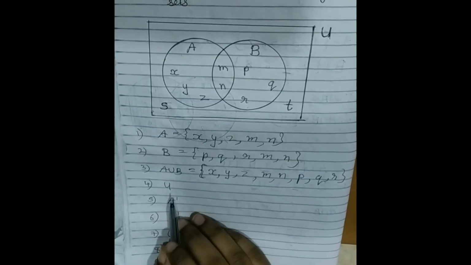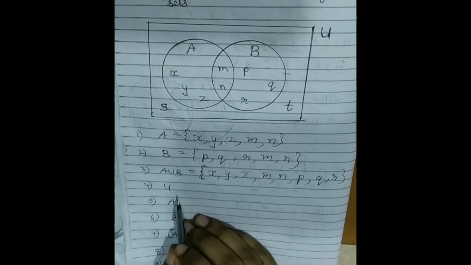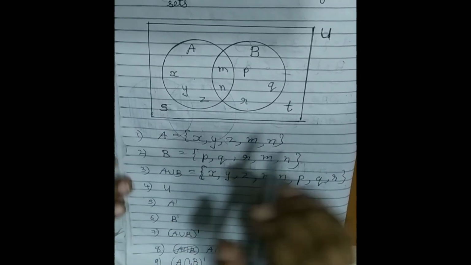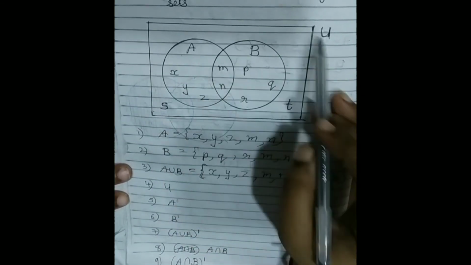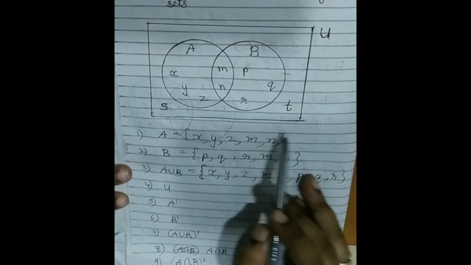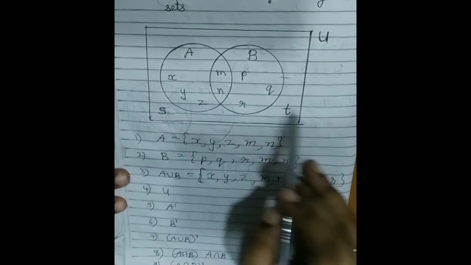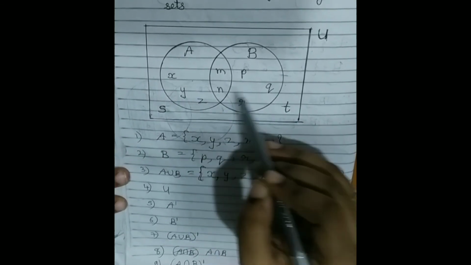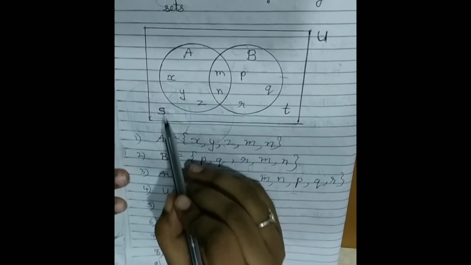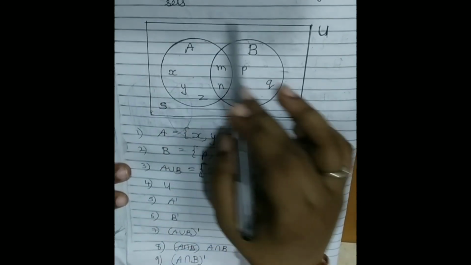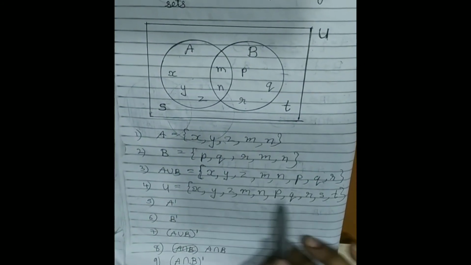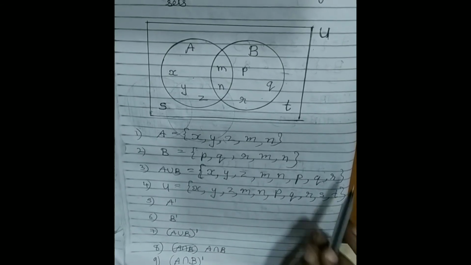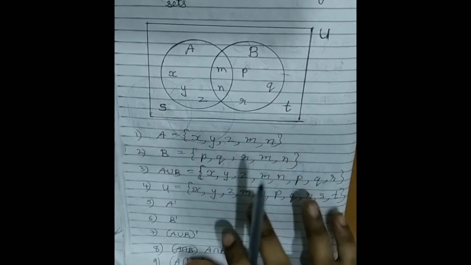Now U. U means universal set, the set given in the rectangle. That is the universal set U, the rectangle. All the elements inside this rectangle. So what are all the elements? X, Y, Z, P, Q, R, M, N, S, T. So all the elements which are inside this rectangle we should write. So these are the elements of the universal set U.